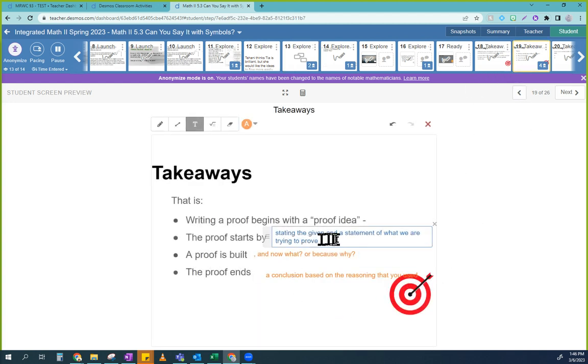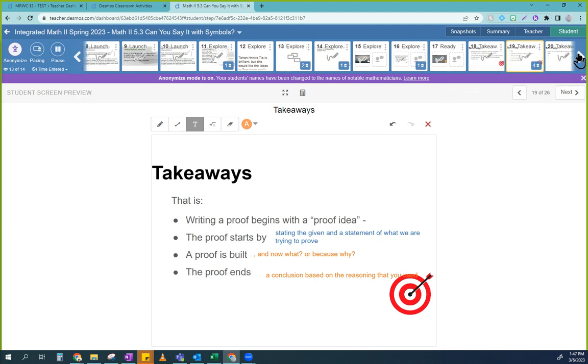So, see, it started with a given. They told us what to prove. Then we built it by saying, okay, because we know this, now what? What else do we know? And you guys said, okay, we know this. And because we know this, now what do we know? Why do we know that? And some of them were definitions. Some of them were postulates that you guys learned in the past.